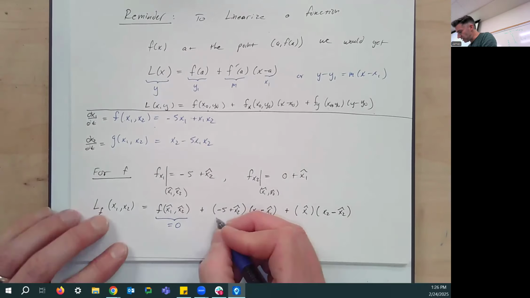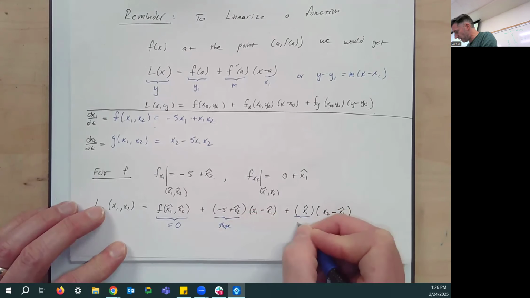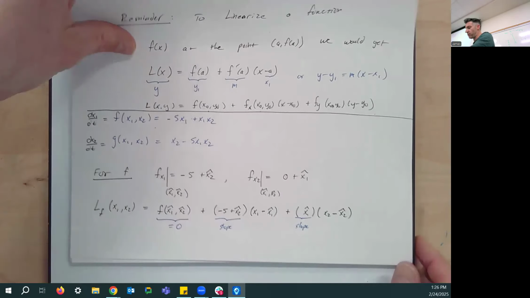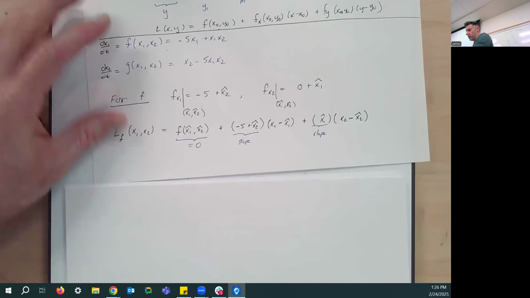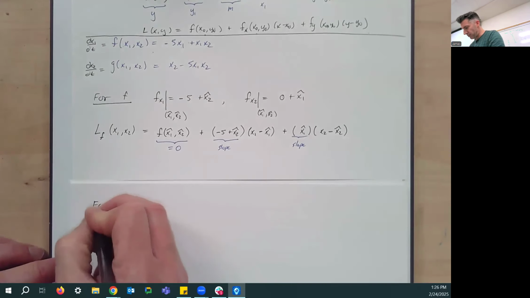Again, this is just my slope in the x direction, my slope in the y direction, multiplied by each variable minus its corresponding equilibrium value. And then we would do the same for g. Let's do it the long way. Okay, so now for g, same sort of deal. Don't worry, I promise you it's going to get better.